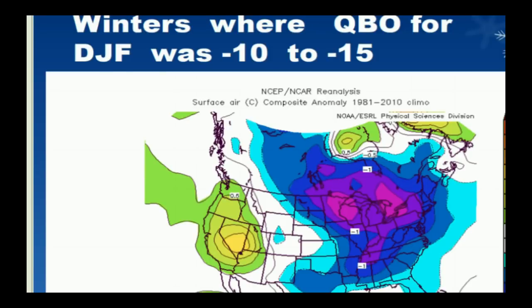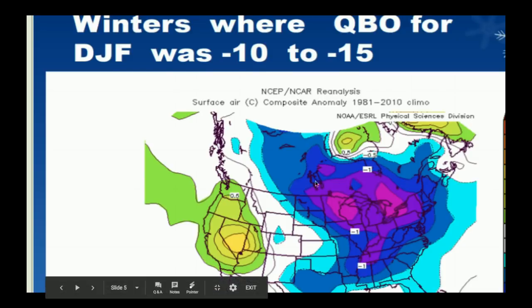This is where the QBO for the winters, December, January, February, was negative 10 to negative 15. This is how it looked. You could see lots of cold air, plenty of snow cover.